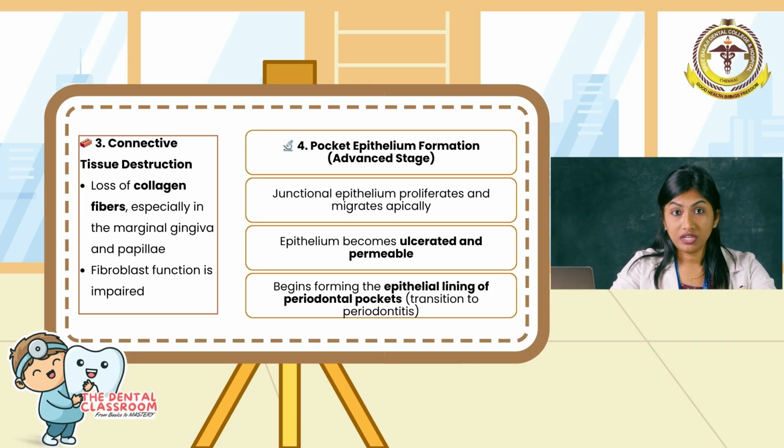And next, coming to the connective tissue changes and epithelial changes. In connective tissue, we have loss of collagen fibers and more infiltration of inflammatory cells, whereas in the epithelium there is proliferation and ulceration, loss of rete pegs, and the architecture completely changes, which is going to cause the alteration of consistency and surface texture of the gingiva.